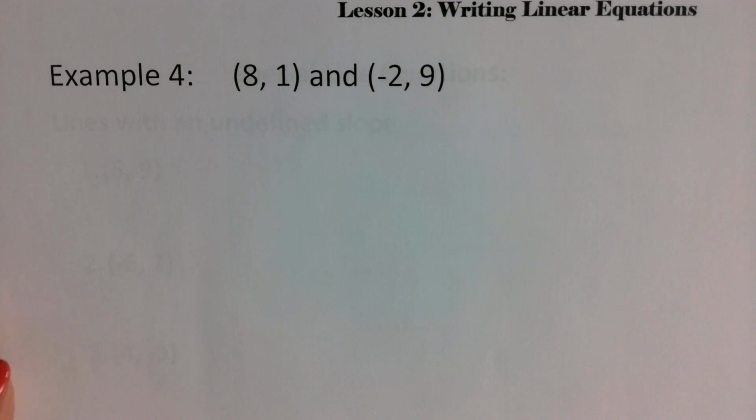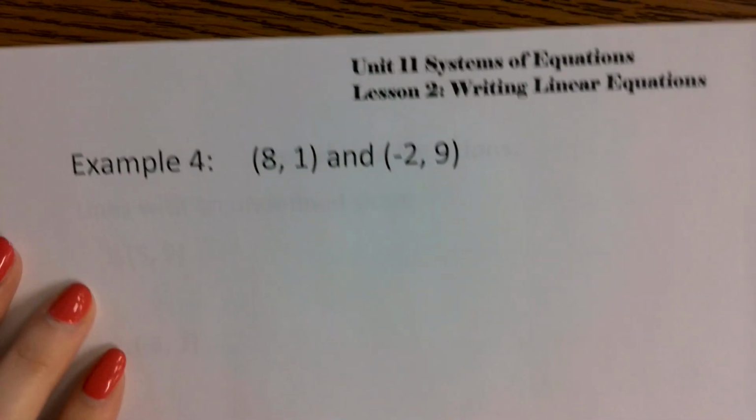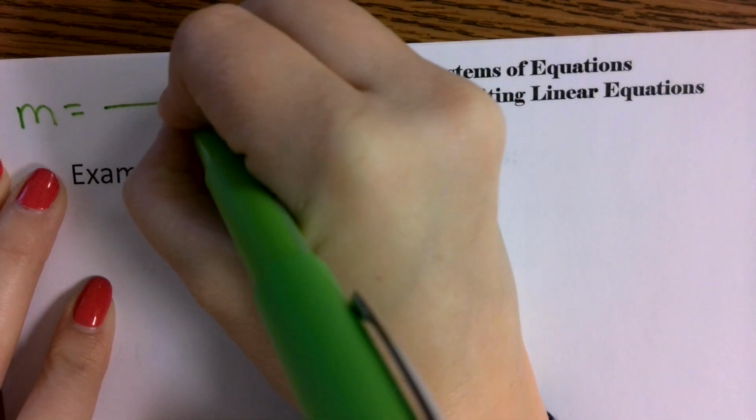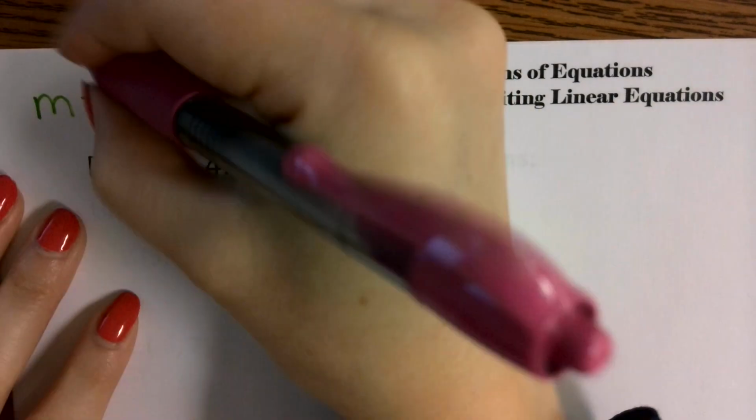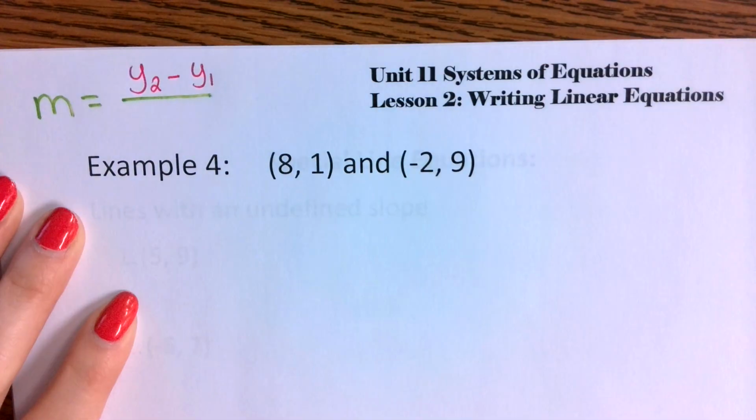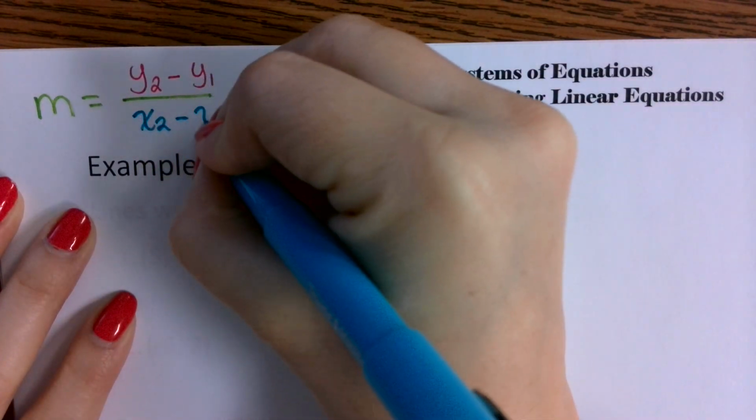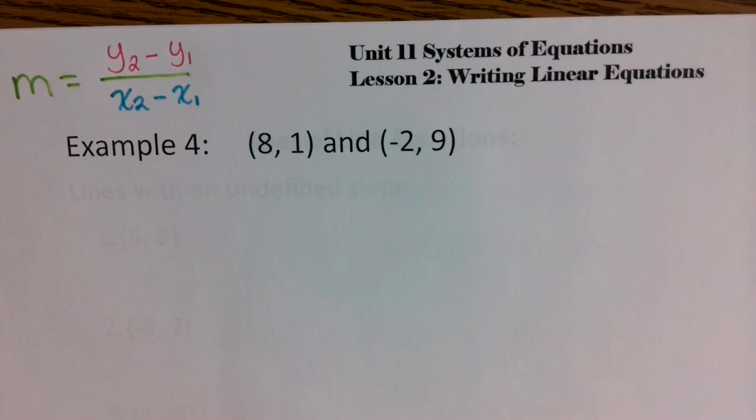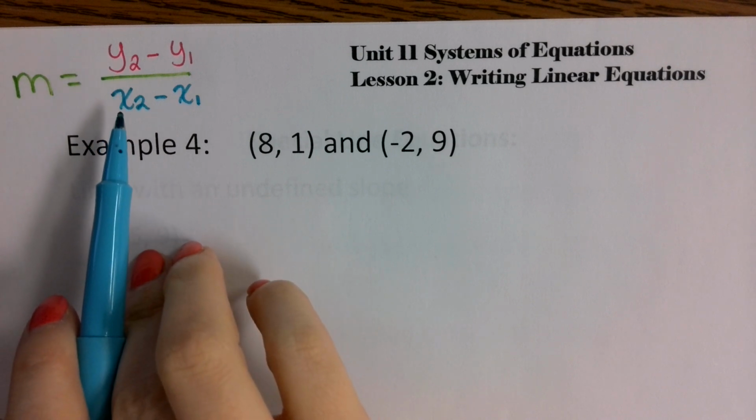Trang, what is it? Very good. y2 minus y1 over x2 minus x1. Slope can be found by subtracting your y's over the subtraction of your x's. And it's very important that you put it in the order that you match it up. If you put y2 first, you have to put the x2 first.